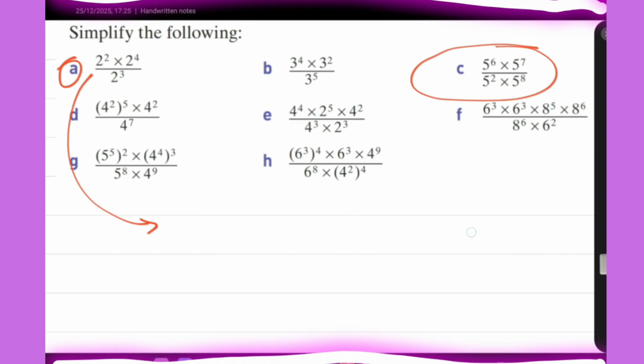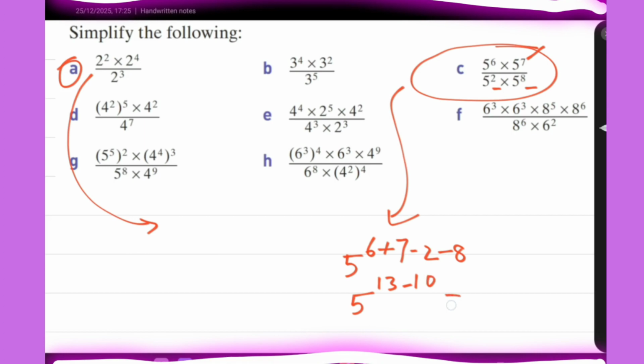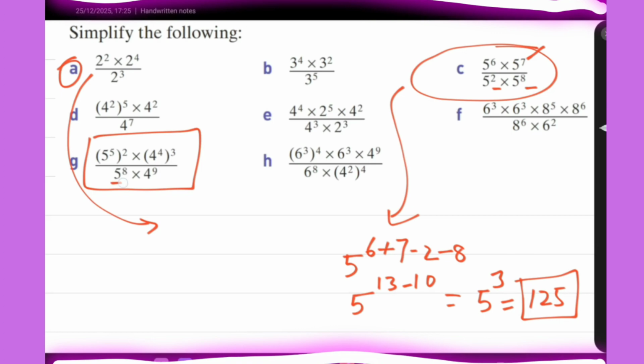Okay. Now come to the next question. Here we have the base 5. So 5 raised to the power 6 plus 7. Why 7? Because it is multiplication. But in the denominator we have two numbers, right? 2 and 8 are the powers. So negative 2, negative 8. Now we have 5 raised to the power 13 minus 10. And the answer will be 5 raised to the power 3, that is 125. Isn't it easier? Okay. So if it is easy, can you solve this question?